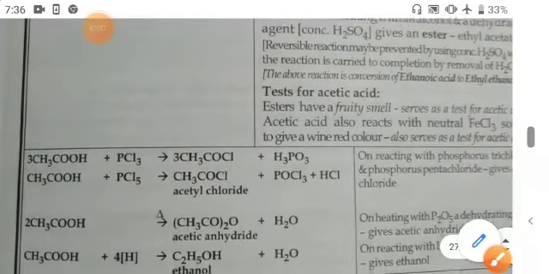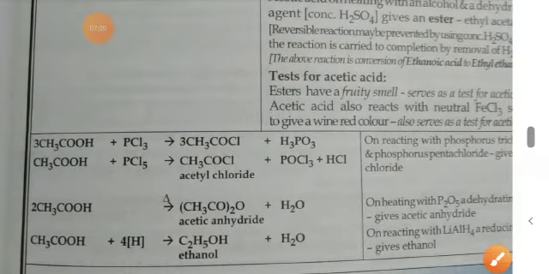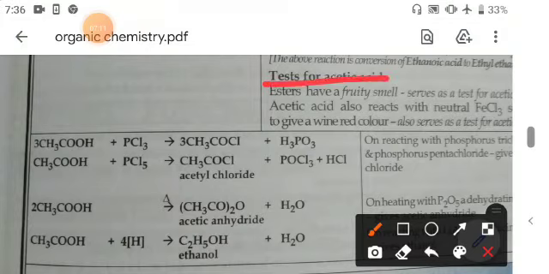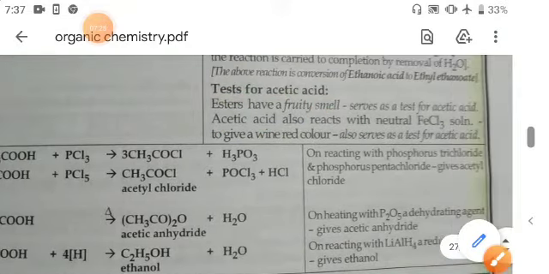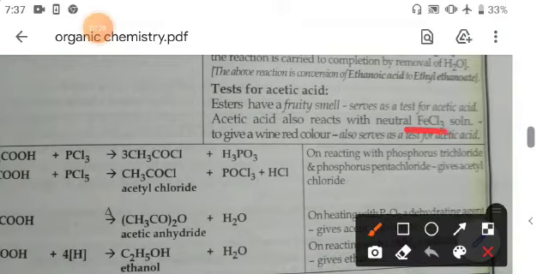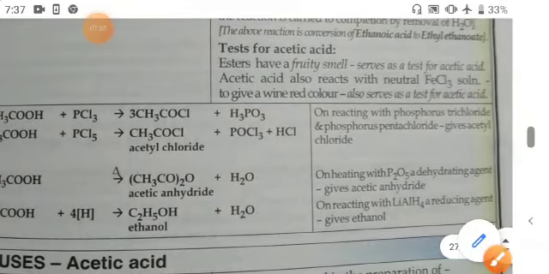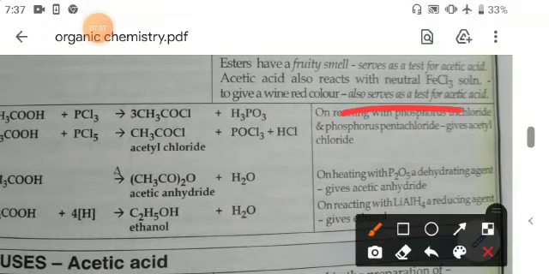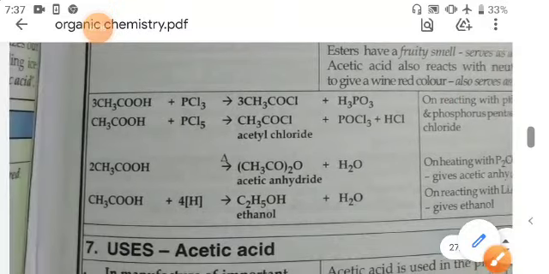Now the next thing is the test for acetic acid. Esters have a fruity smell, which serves as a test for acetic acid, and acetic acid also reacts with neutral FeCl3, ferric chloride solution, to give a wine red color, which also serves as a test for acetic acid. It is the practical experience.